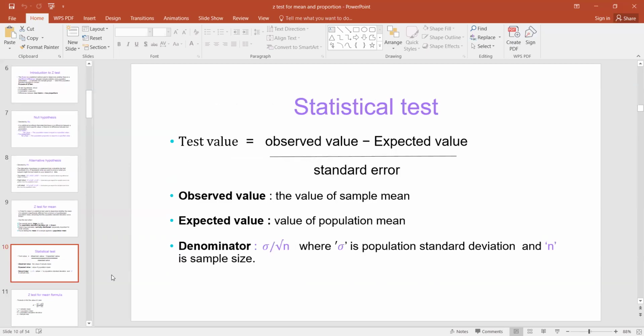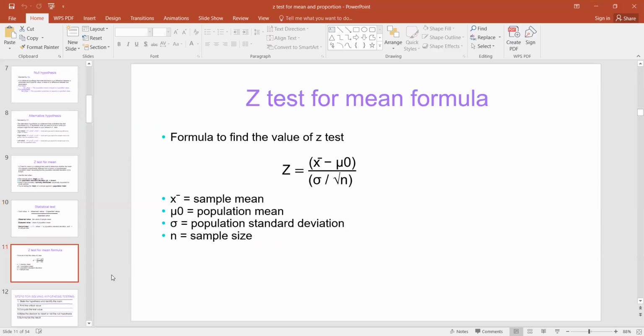Statistical test: test value is equal to observed value minus expected value divided by standard error. Observed value is the value of the sample mean, expected value is the value of population mean, and in the denominator, sigma divided by square root n, where sigma is the population standard deviation and n is the sample size. This is the formula for Z-test of mean: Z is equal to x bar minus mu naught divided by sigma divided by square root n, where x bar is sample mean, mu naught is population mean, sigma is population standard deviation, and n is sample size.